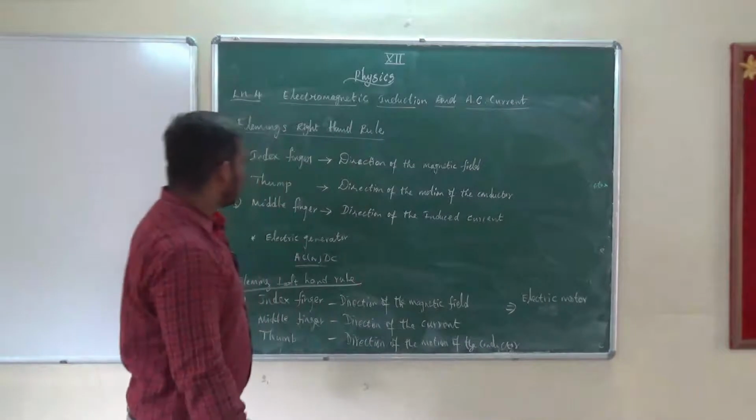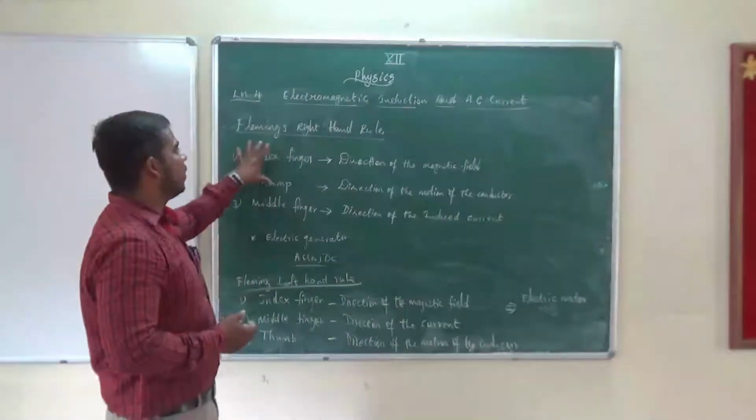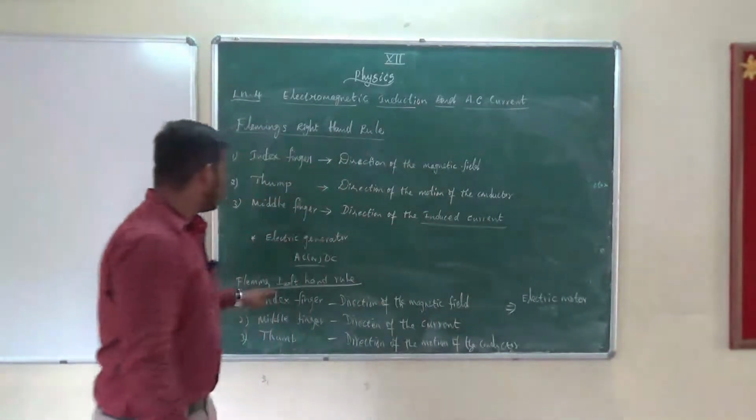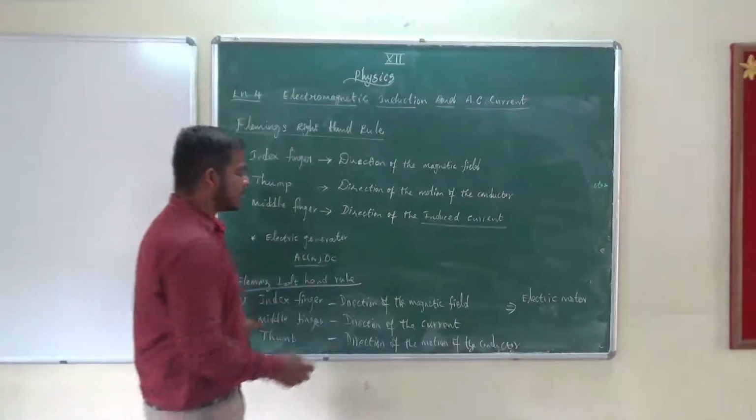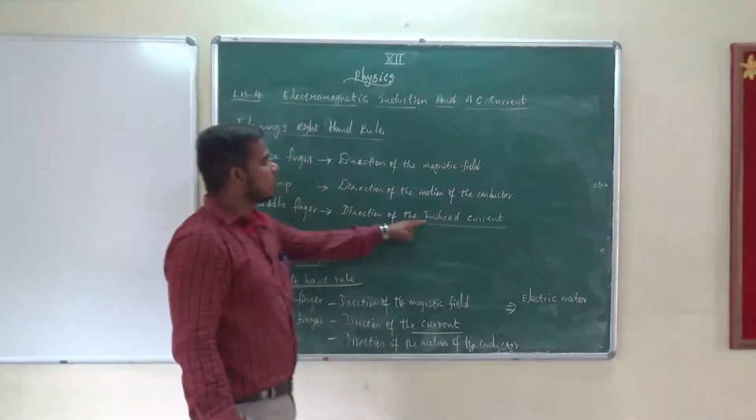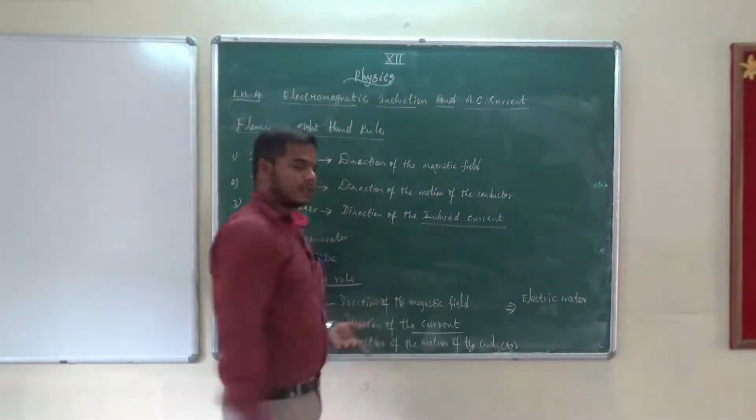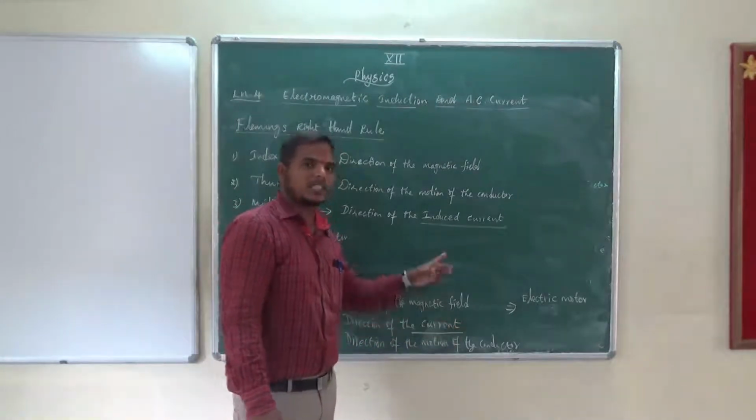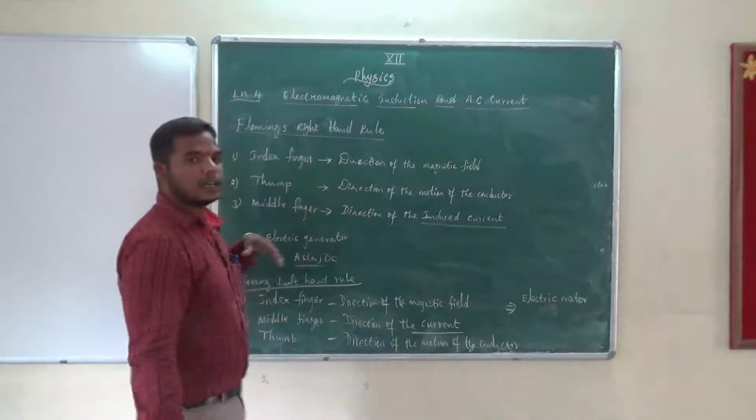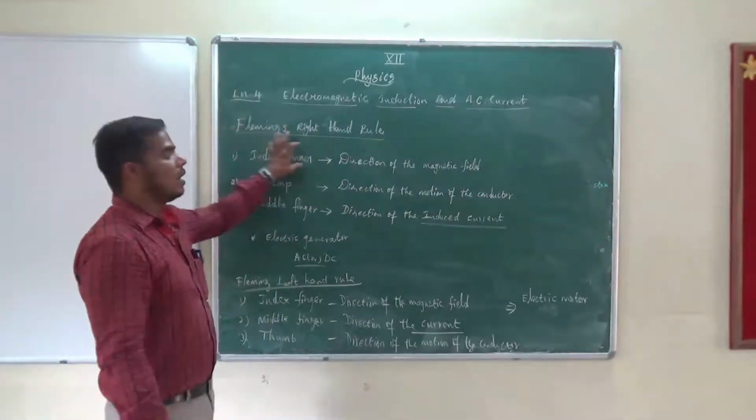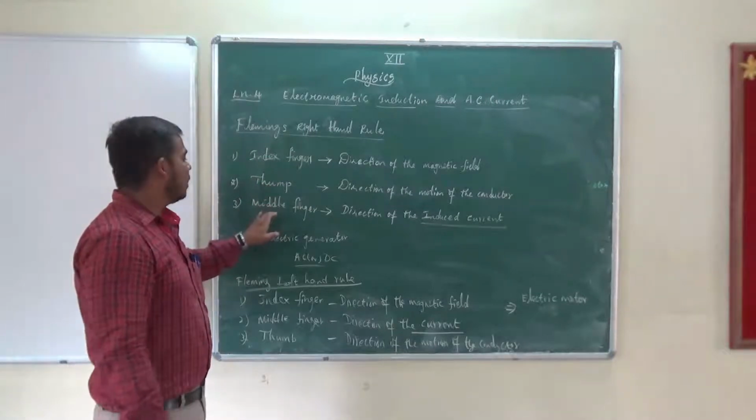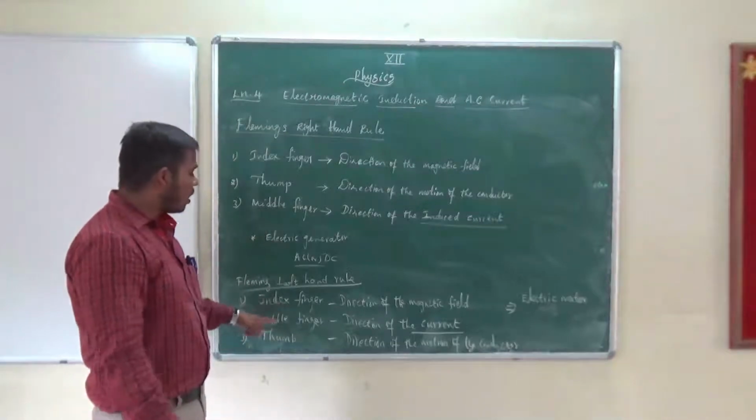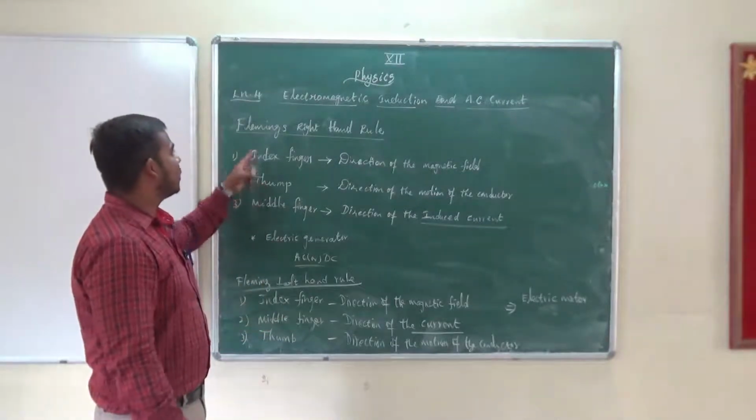So what is the main difference? In Fleming's right hand rule, the middle finger indicates the direction of the induced current, but in Fleming's left hand rule, the middle finger indicates the direction of the current. Induced means the current is generated, but here it is an ordinary current. This is the big difference between Fleming's right hand and left hand rule. In the right hand rule, we first indicate the index, thumb and middle finger. But in the left hand rule, index finger first, then middle, the order is changed compared to the right hand rule.